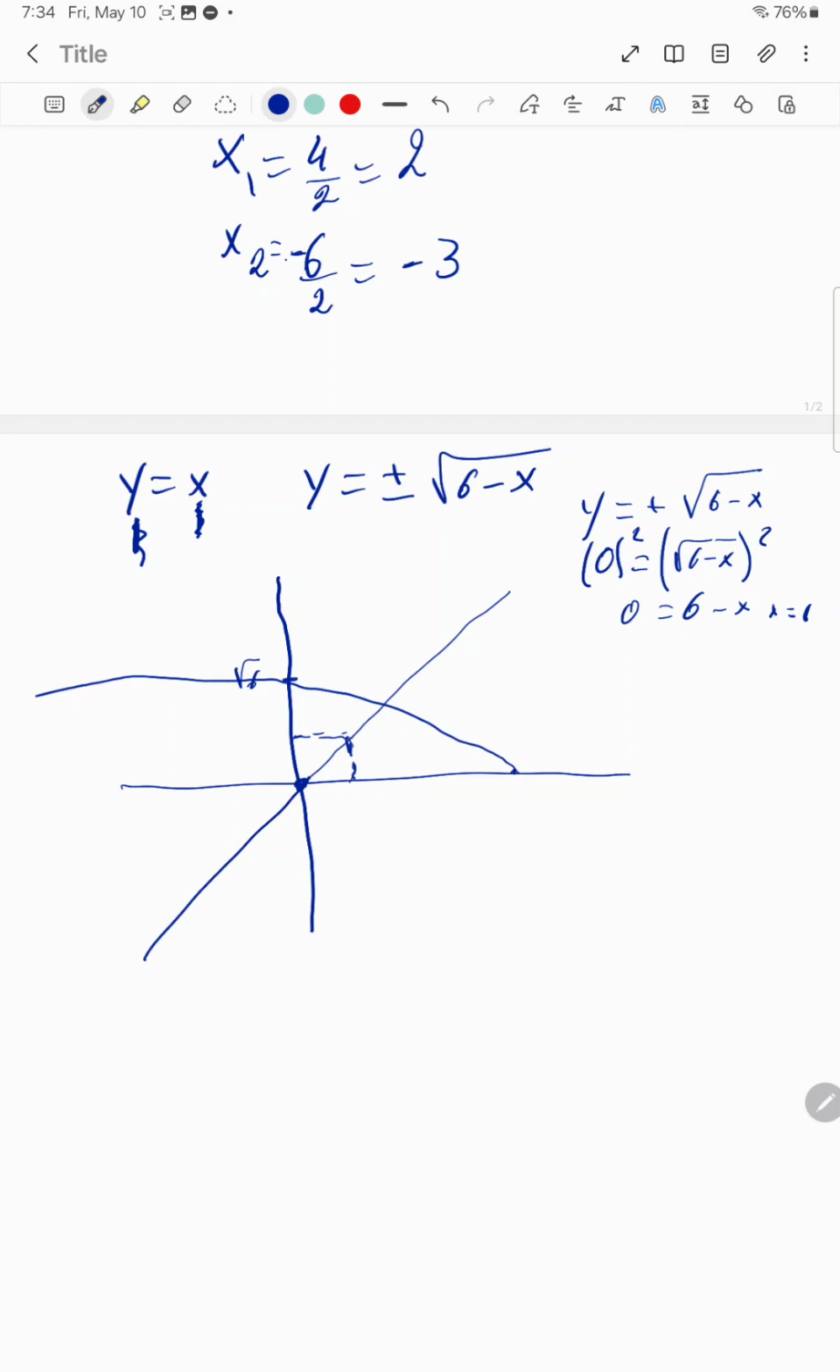Now if I take y equal minus square root of 6 minus x, and again if I replace x is equal to 0, I would have y equal minus square root of 6. So it is here. Equal distance, let's put it, that's it.